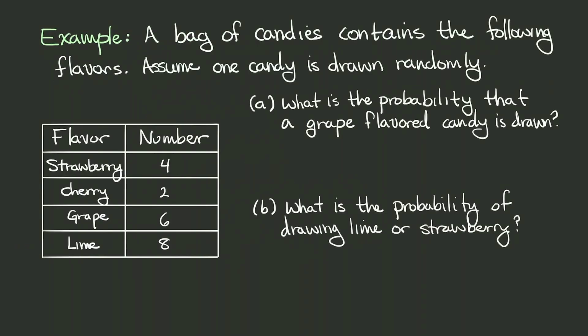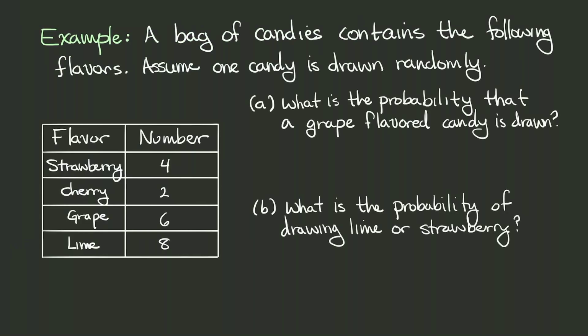In this example, a bag of candies contains the following flavors, and we're supposed to assume one candy is drawn randomly. So over on the left we have this table. We have 4 strawberry candies, 2 cherry, 6 grape, and 8 lime. And we're asked, what is the probability that a grape-flavored candy is drawn?